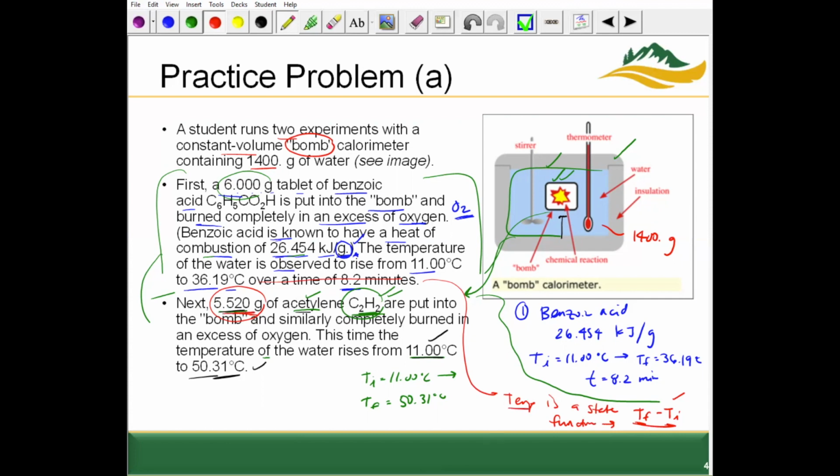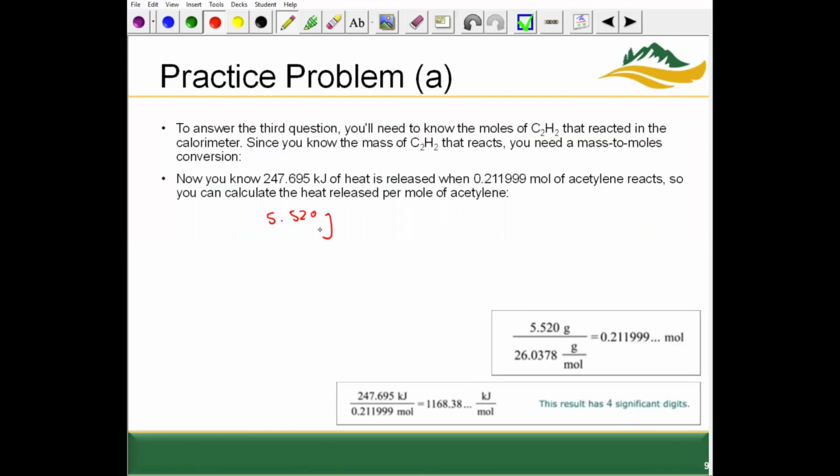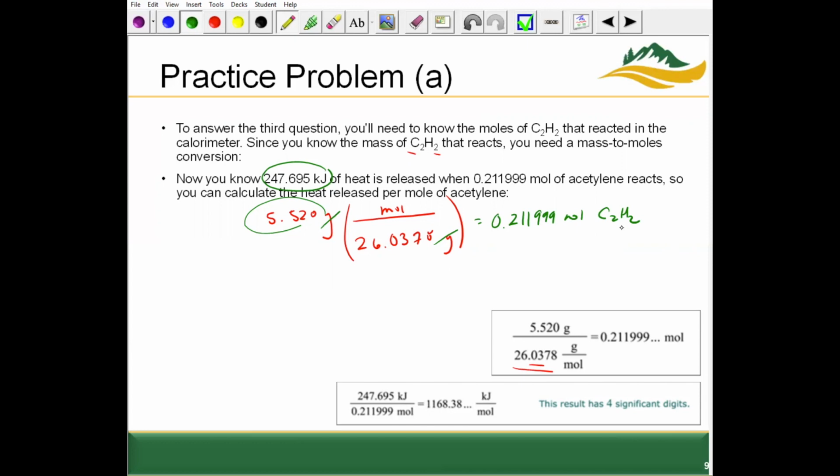So let's convert this gram amount into a mole amount. The molar mass of acetylene, so 2 carbons and 2 hydrogens, is 26.0378 grams per mole. I like to write it out like this so I can see my units cancel out. Grams and grams cancel out, leaving just moles of acetylene that were involved in this amount of heat in the second reaction. So this now is 0.21199 moles of acetylene.